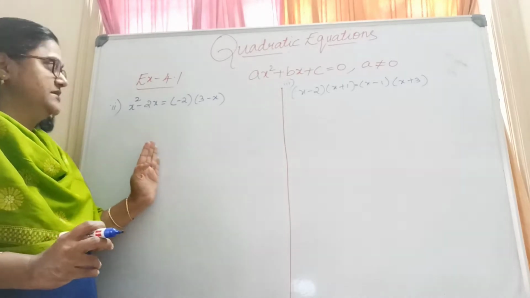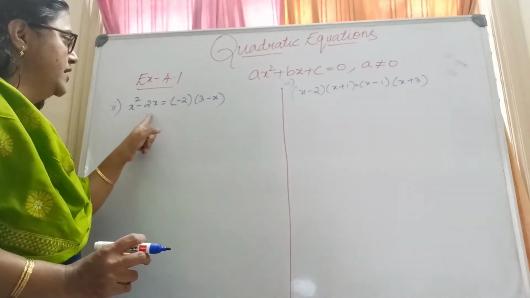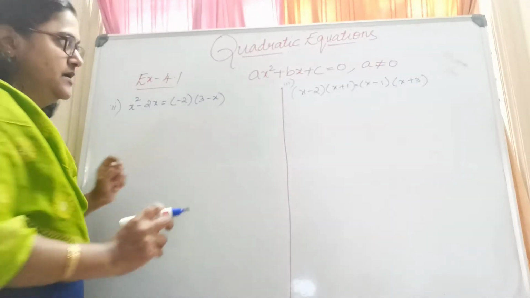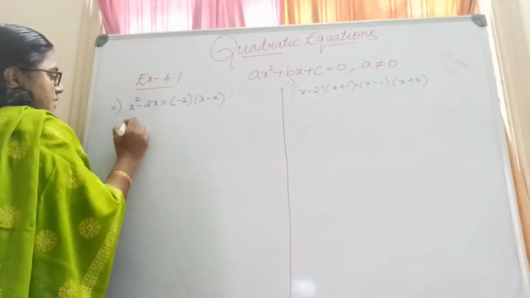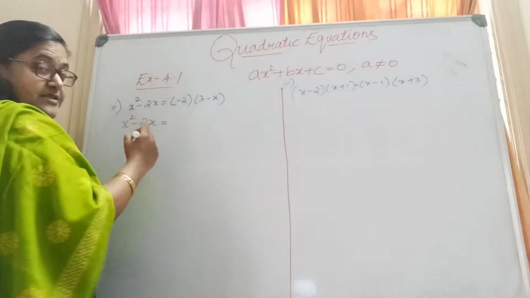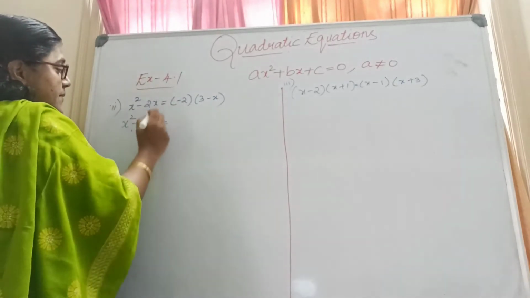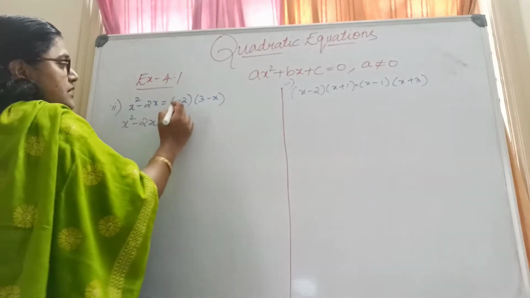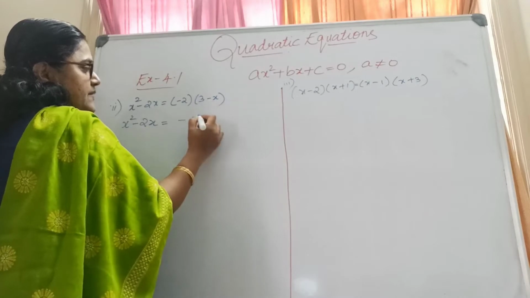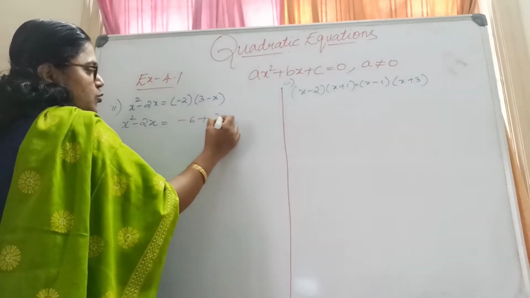Moving on to the next question. They have given us x square minus 2x is equal to minus 2 into 3 minus x. So let us simplify this. On the LHS, there is nothing much to do, so x square minus 2x is written as such. Here minus 2 into 3 is minus 6. Minus into minus is plus, 2 into x, 2x.